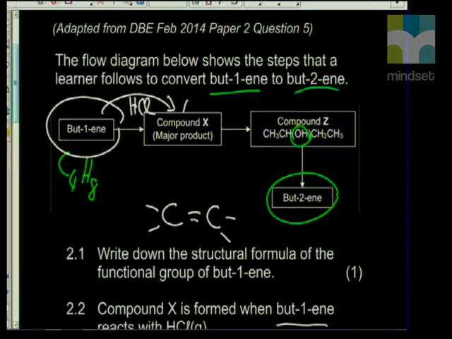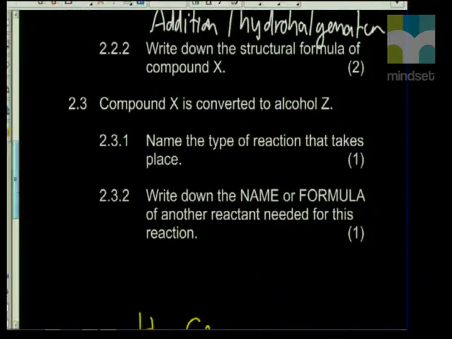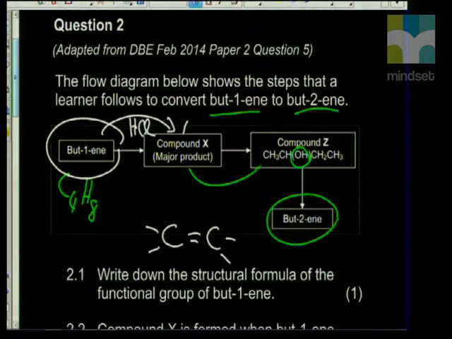Welcome back from that break. I hope you've been thinking about 2.3. Let's just remind ourselves what we've established so far. We recognize the identity of compound X, and let's go and read what 2.3 says. It says that X is converted to alcohol Z. So that's where we're looking at. We're going from this position to that position.